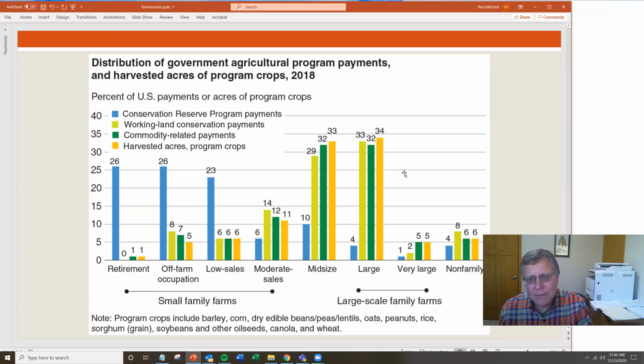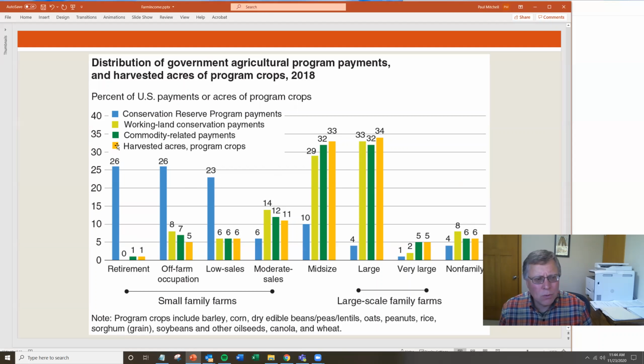Commodity-related payments are things like the ARC and PLC payments we talked about from the Farm Bill, as well as dairy margin coverage, DMC. Again, a big chunk of those payments are going here. About a third each go to the large farms and mid-sized farms, and the moderate sales farms are picking up 12%. A few go to these very large farms and non-family farms, and there's some down here as well. But the big winners, two-thirds of them, are going right here to the mid-size and large farms. A big chunk of those Farm Bill payments are going to those farms.